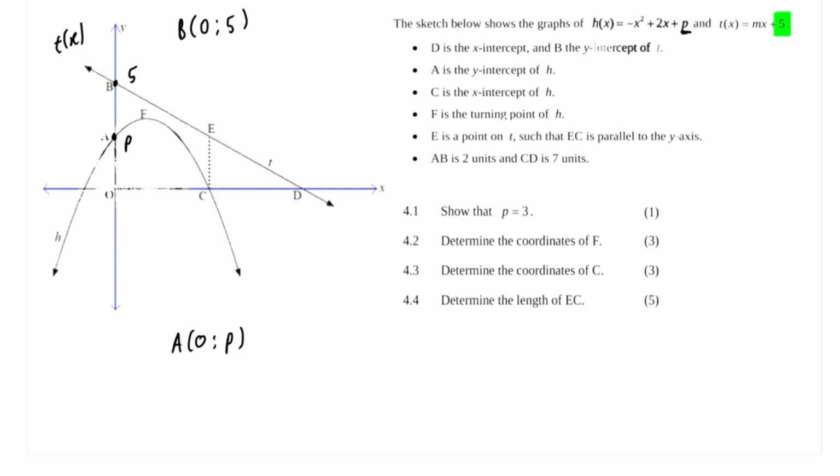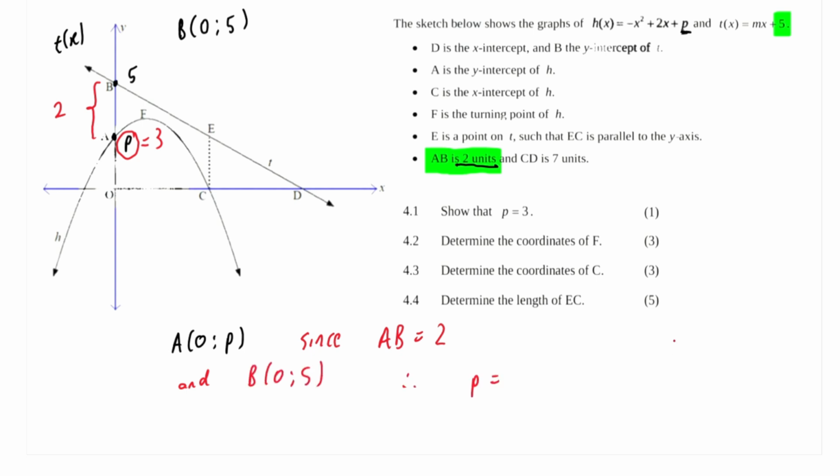However, they also tell us that AB is 2 units, so if I have to highlight that, AB is 2 units. That means the distance from A to B is 2. What must p be so that the distance to B, which is 5, is 2? That is correct. It has to be 3. So if we start at 3 and we go 2 units up, we will get to 5. And so therefore we can say A is 0 and p, since AB is equal to 2 and B is 0 and 5. Therefore we can say p is going to be 5 minus 2, which is 3.